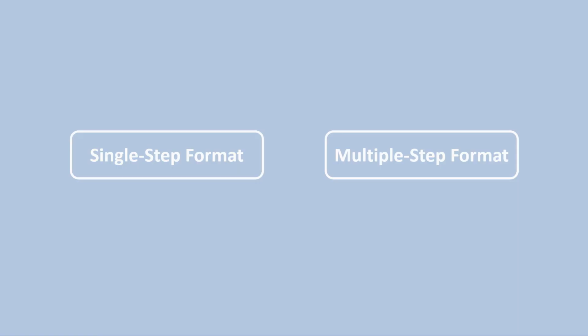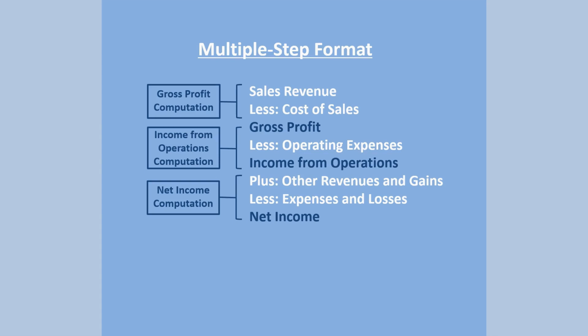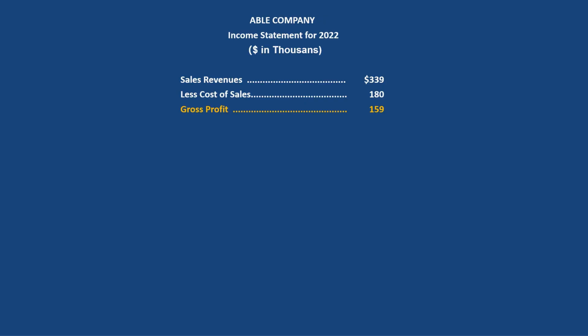On the other hand, a multiple-step income statement offers more detail and provides a clearer financial picture. It usually includes 3 main sections: gross profit, income from operations, and net income. The gross profit is calculated by subtracting the cost of sales from sales revenues. For example, the Able Company's gross profit is $159,000. This section shows the company's cost control efforts.